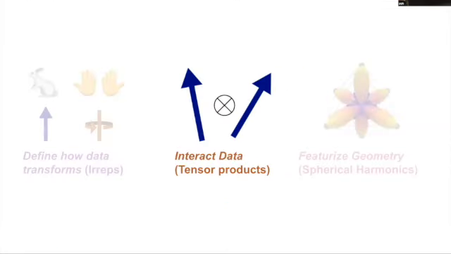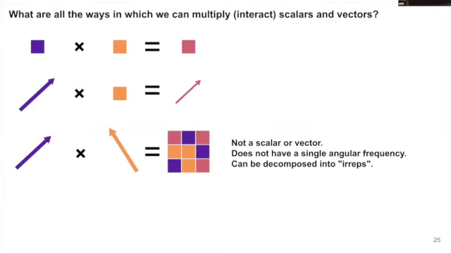Okay, let's talk about interacting data. So what are all the ways we can interact? Let's say we just wanted to deal with things we knew, scalars and vectors. What do we get? Well, if I multiply a scalar times a scalar, I get another scalar. Simple. If I take a vector times a scalar, I still get a vector, but the scalar scales it up or down. It can't change the direction, and that's important. But what do I do with two vectors?